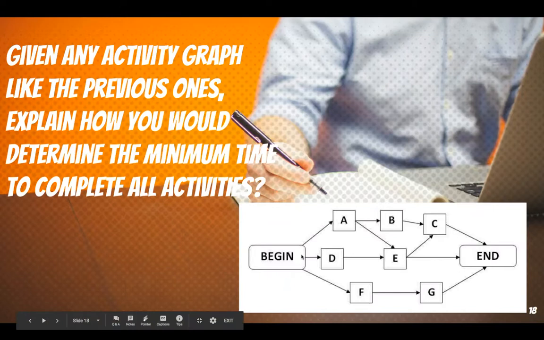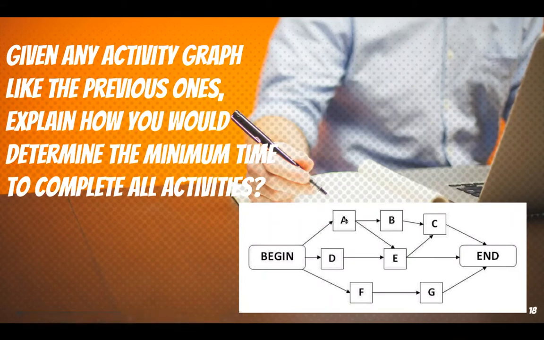How many of you didn't even notice the AE pathway? You see, if D takes a half hour and A takes an hour, we can't start E until A is done, even though D is already complete. How many of you even saw that?